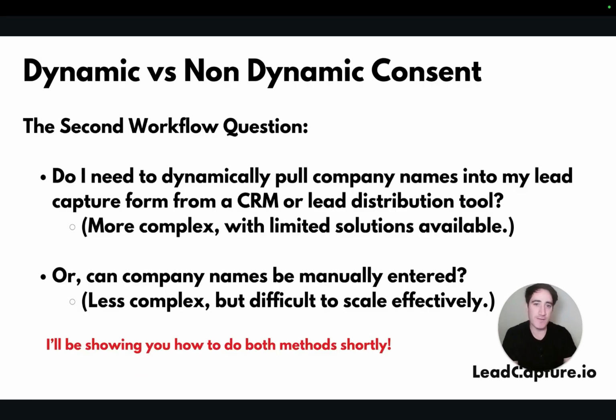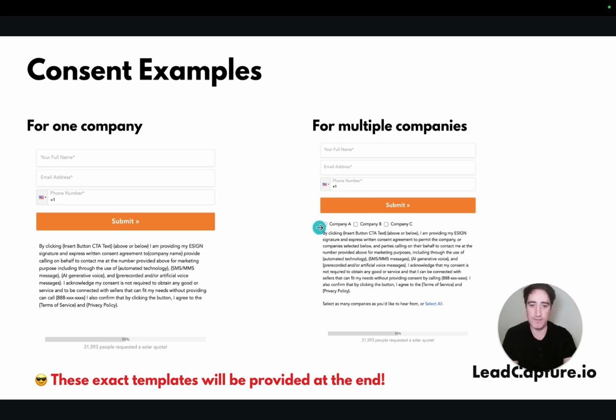It's dealing with dynamic versus non-dynamic consent. So the example here is you may want the companies to show up here based on a value that you send into a system. That value could be a zip code or state. Then some logic happens on that system side to determine who to actually show in the consent section. And that's where you're getting into dynamic consent.